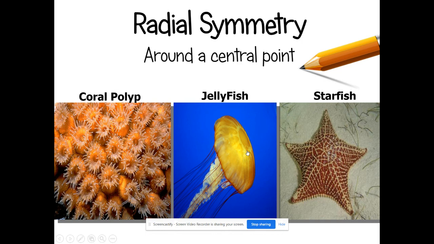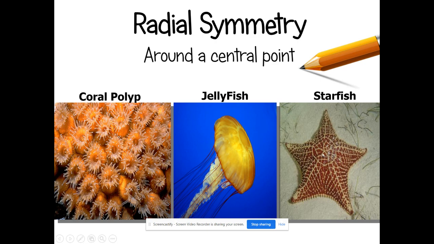Radial symmetry is when the body parts are arranged around a central point. So it can look like a wheel, like spokes on a wheel. Here's a coral polyp. There's a central point, and their tentacles go around that point. Same with jellyfish. You can see it's circular. There's a central point, and their tentacles hang down.